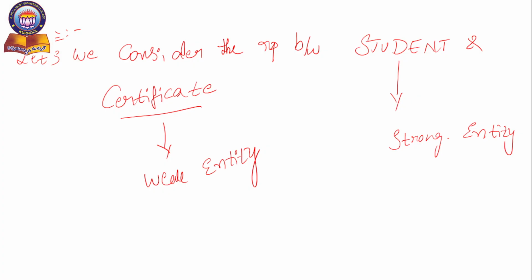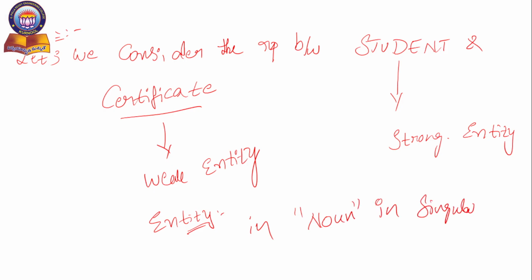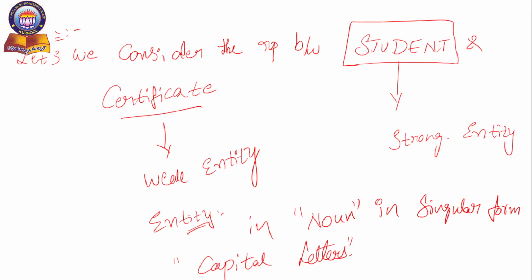Next, move to the entity. What is meant by the entity? It should be a noun in singular form. Generally, entity names will be represented as capital letters. Here the student will be written in capital letters. This is called an entity.